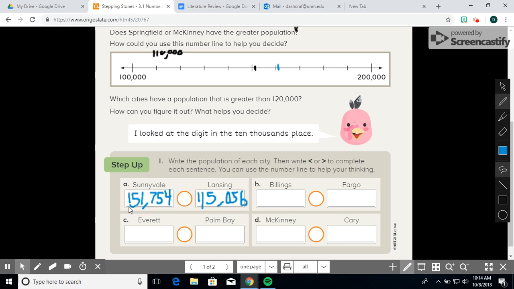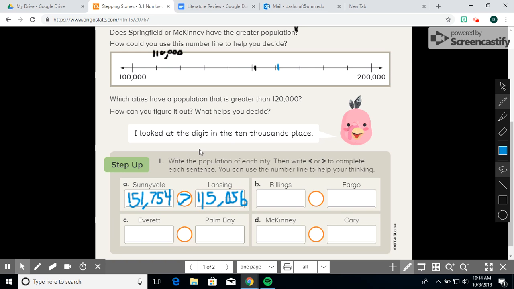So I have two different strategies. I can first look at each place value. I have a 1 in each 100,000ths place value. So I'll move to my 10,000ths place. I have a 5 here and a 1 here. So because 5 in the 10,000ths place is greater than 1 in the 10,000ths place, I know that Sunnyvale has a greater population than Lansing.